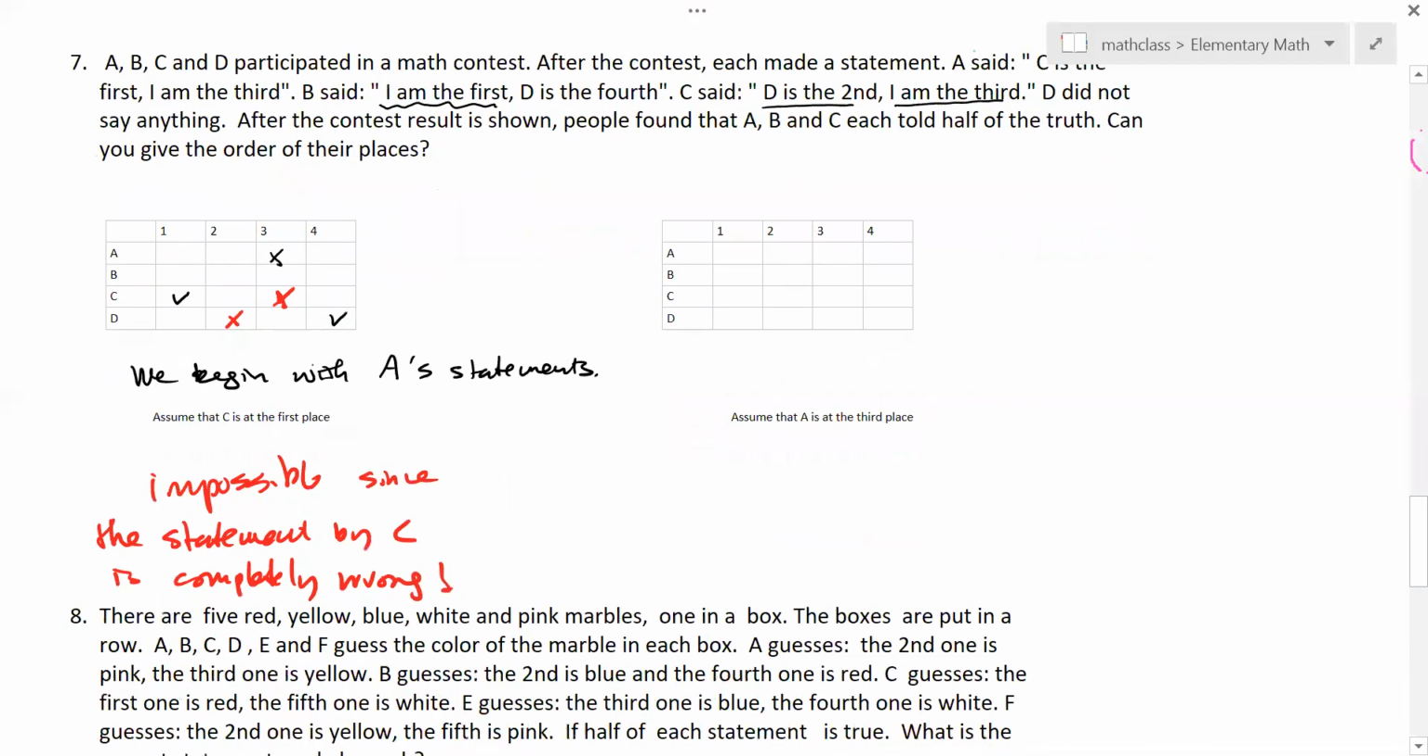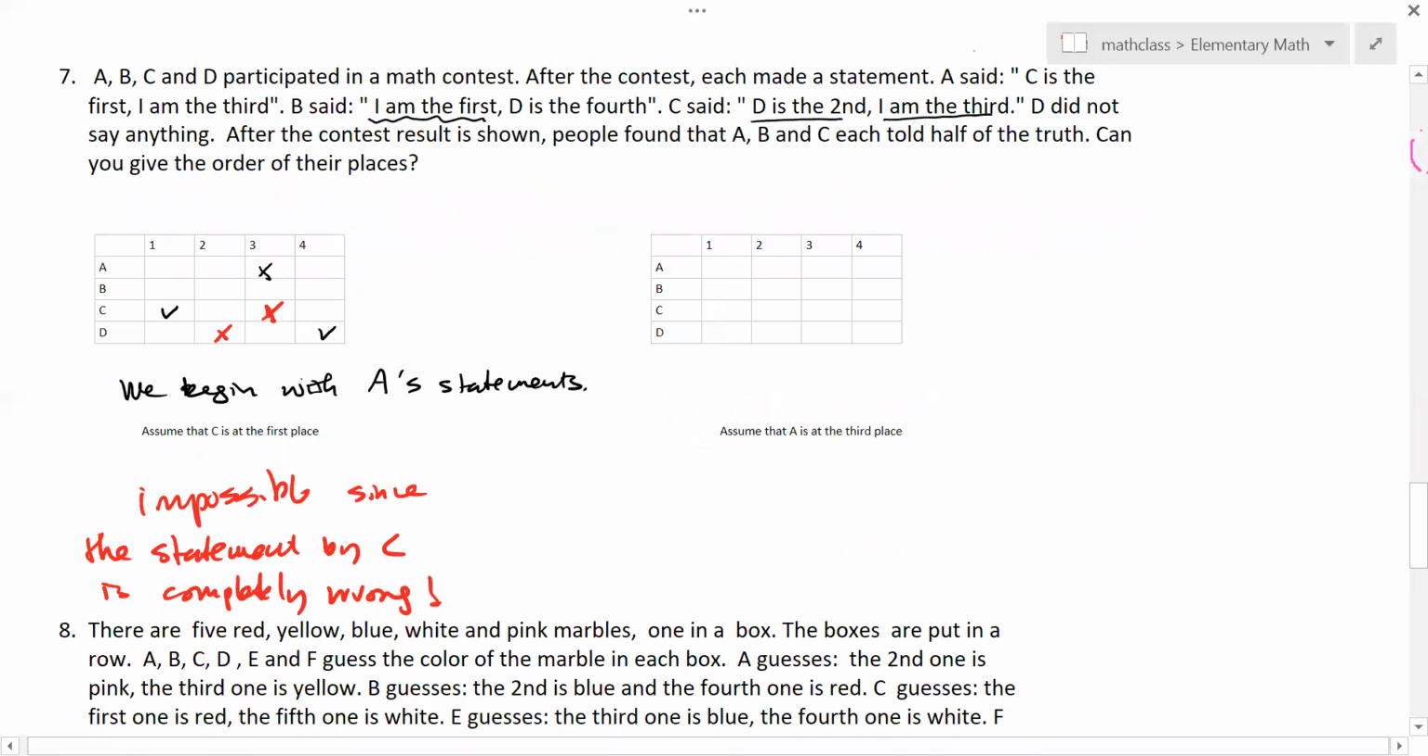All right, so let's see. A is at the third place. That's a correct statement, right? You check it: if A is at third place, then the first statement made by A is wrong, C is first, it's a wrong statement. Then you look at the statement made by C or B, it doesn't matter which one. C says, I'm the third. I think it's impossible because third place is already taken by A. So the second should be the true statement.